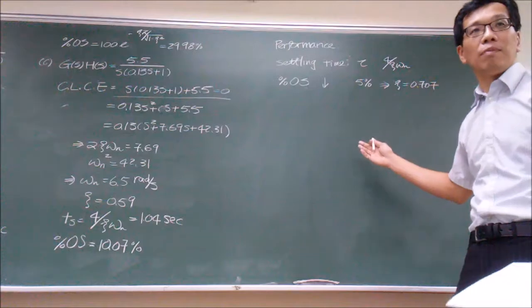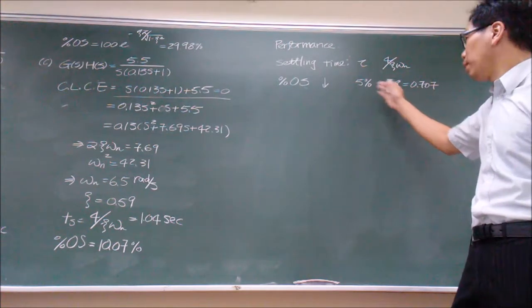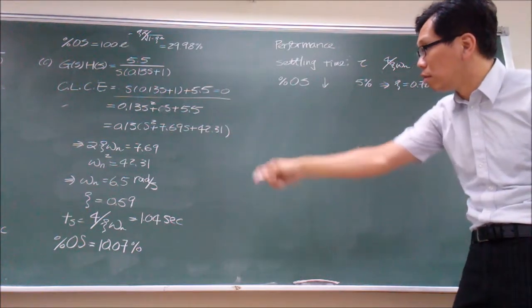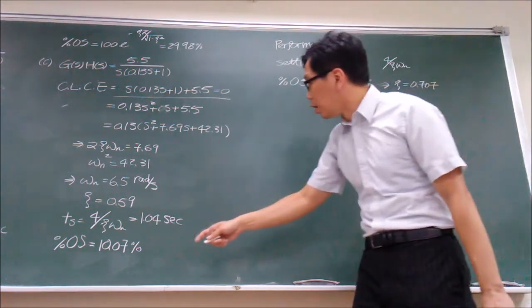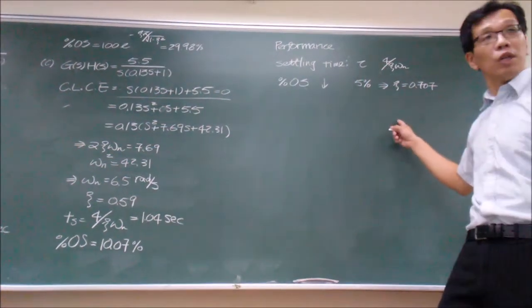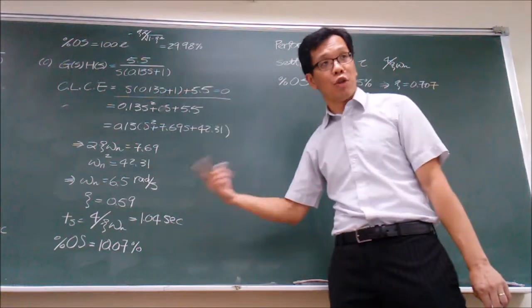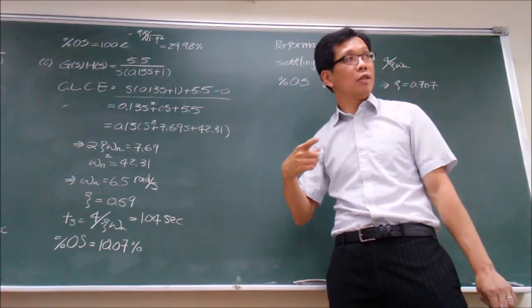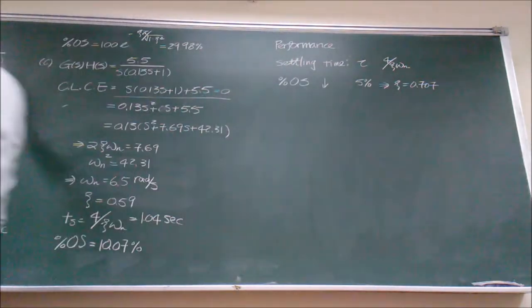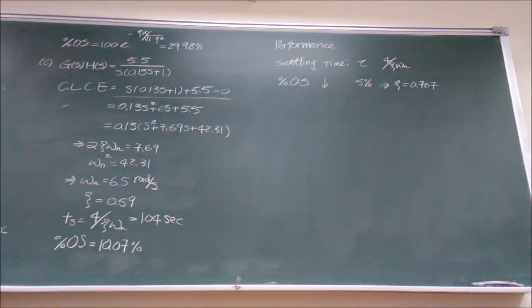But you know what I mean, because you can say, okay, I don't care about 5%, I can tolerate up to 10%. Then 10% is about 0.6. Okay, so depending on how much overshoot you can tolerate, the damping ratio can be changed accordingly. Is that clear? Everybody understand what I'm talking about? Good. Now, another example that we're going to deal with is something like this. This is the basic of controller design. We call it pole placement.